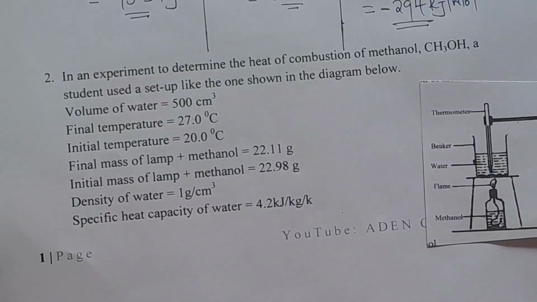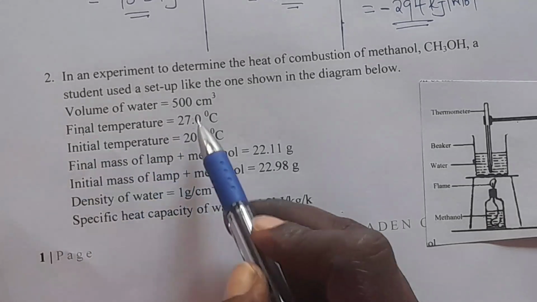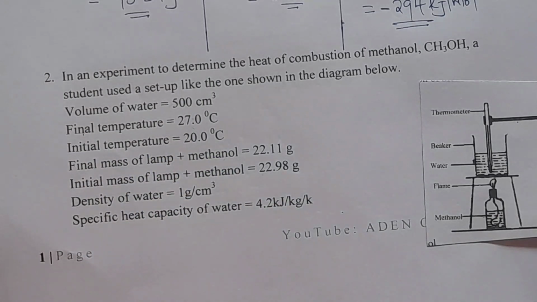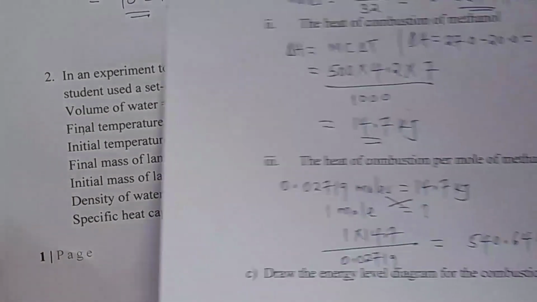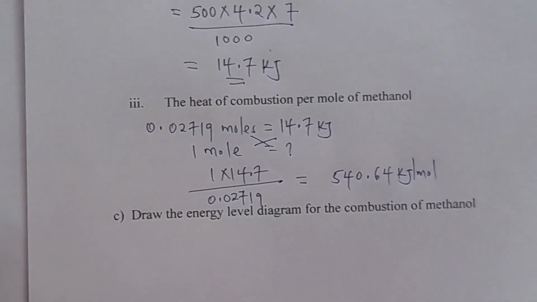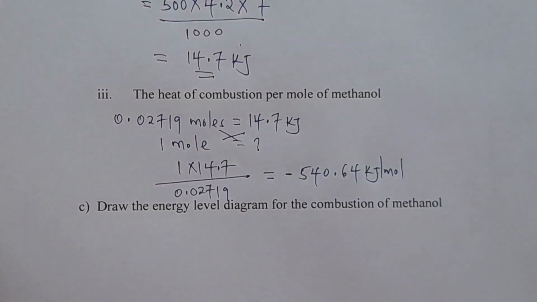So next, let's see the sign there. As we have said earlier on, there is a rise in temperature. The initial temperature was 20, but the final temperature was 27. That means this is an exothermic reaction. We said an exothermic reaction is a reaction that's accompanied by the production of heat and it results in an increase in temperature. So we are going to put negative because it's an exothermic reaction.